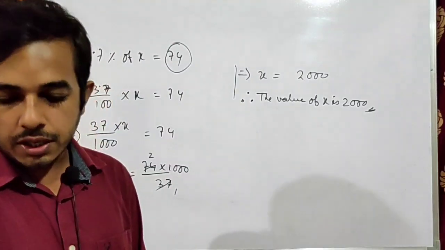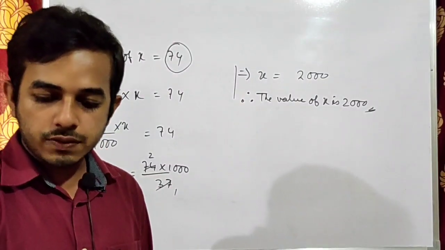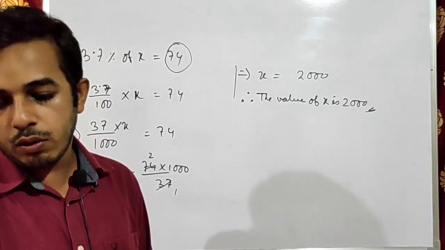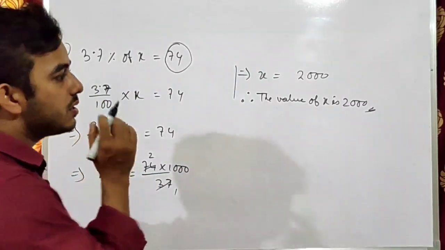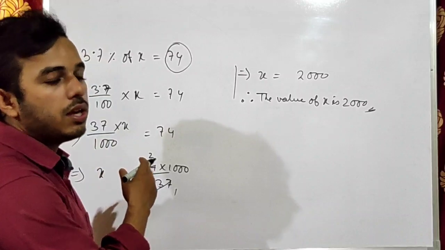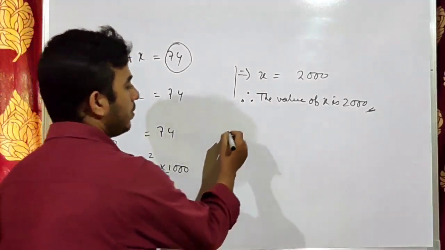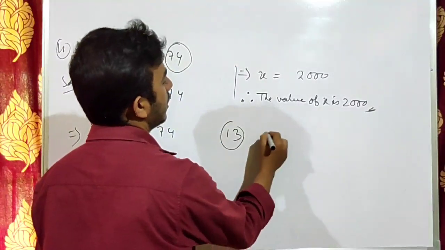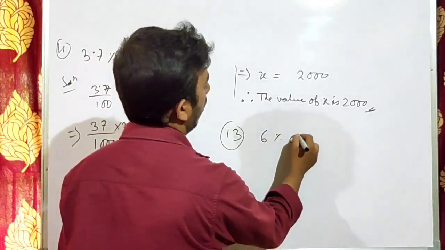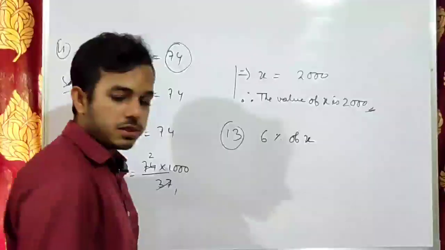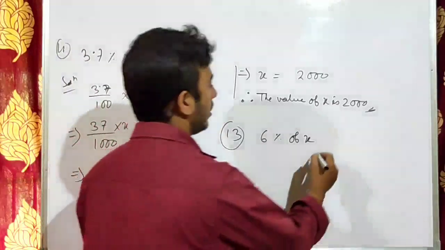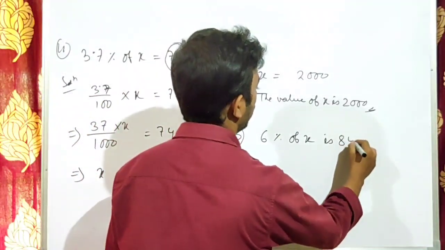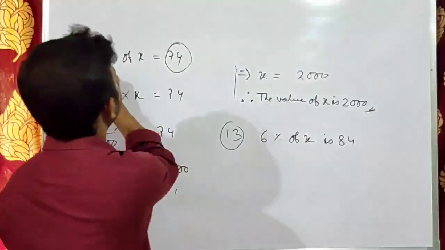That is question number 13. Here question 13 is, if 6% of x is 84, find the value of x. Same questions you will find. Okay, the equation will be 6% of x is 84. We have to find the value of x, same thing, okay.